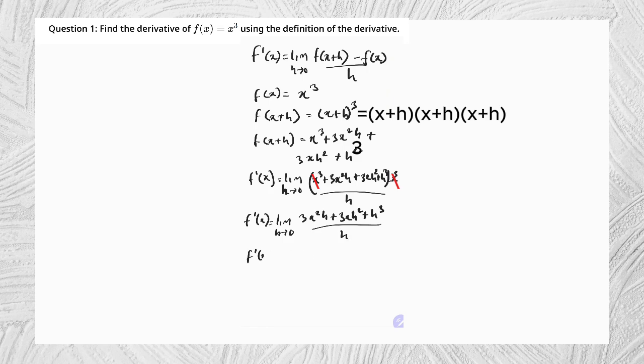Factor h from the numerator, and that will give you h times 3x squared plus 3xh plus h squared divided by h as you limit h to 0. Cancel h, and you're left with 3x squared plus 3xh plus h squared as you limit h to 0.